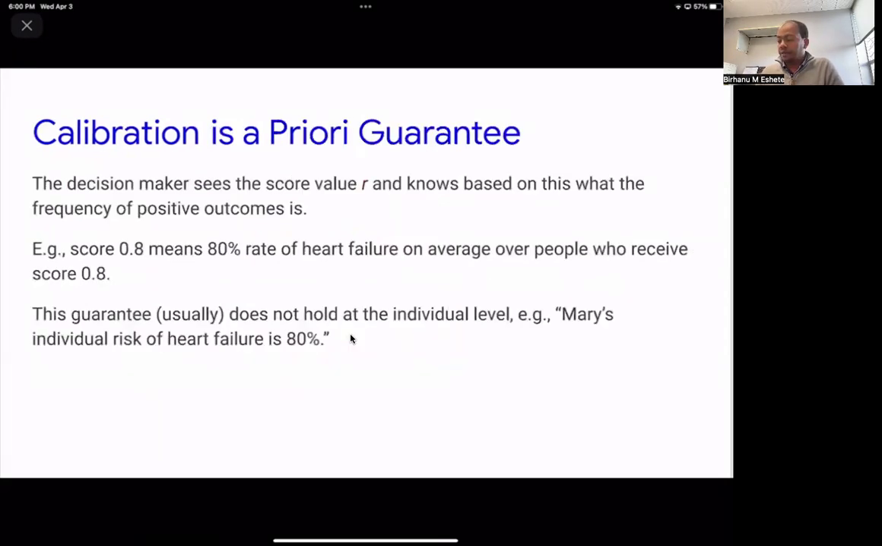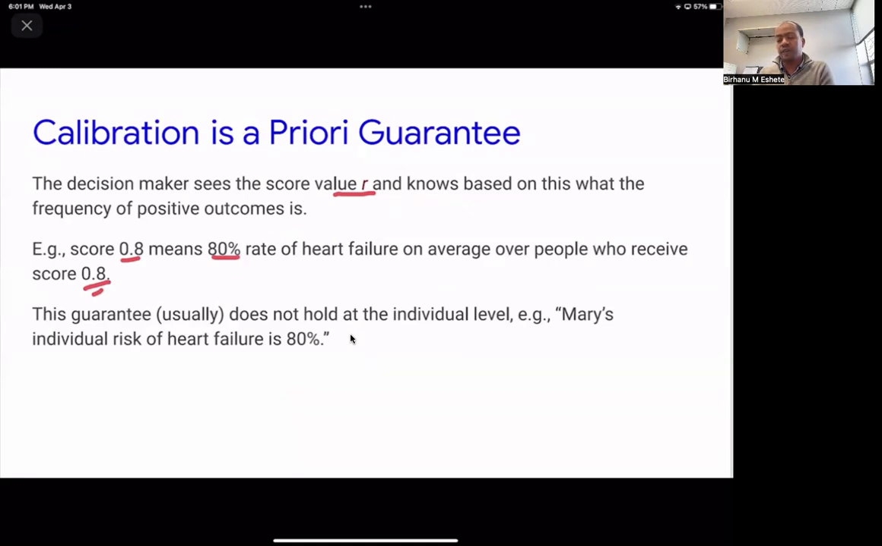And like error parity rate, which is a post hoc guarantee, here, post hoc criteria, calibration is a pre hoc or an a priori guarantee. So the decision maker basically sees the score value R and knows based on this what the frequency of positive outcomes is going to be. For instance, a 0.8 score means 80% rate of heart failure on average over people who receive this score of 0.8. So this guarantee that you have does not hold at the individual levels.